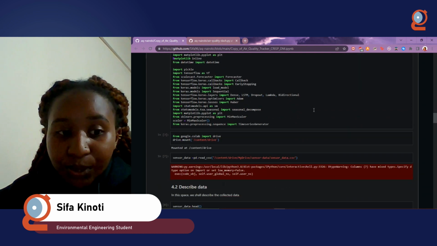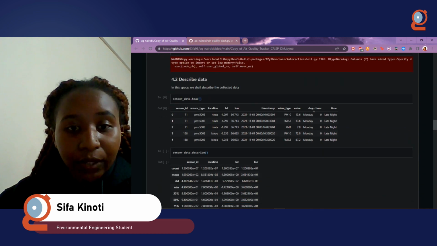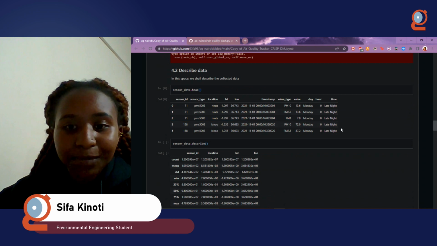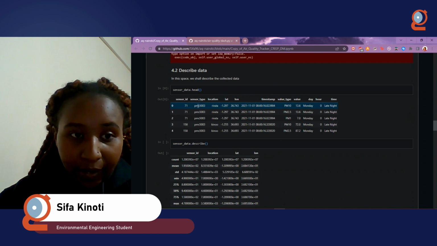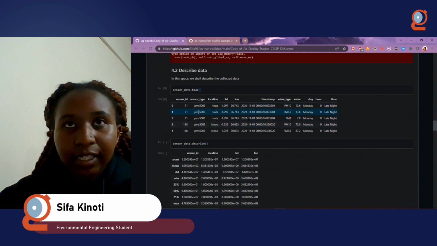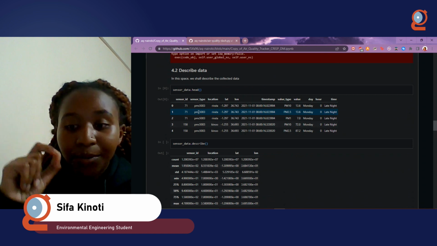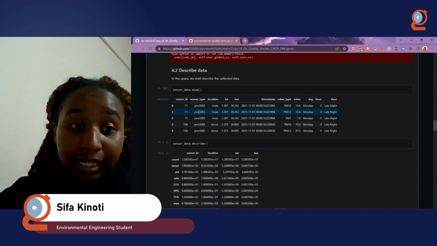I was using Colab, so I imported them from my drive. And then you can look at how this data has been preloaded. It's already been transformed, but this is just basically how it looked. We had the sensor ID, to identify each sensor where it's been put in various parts of the city, and the sensor type.